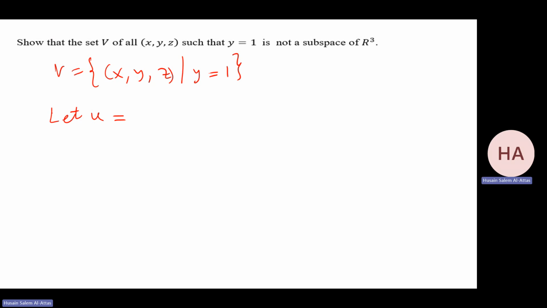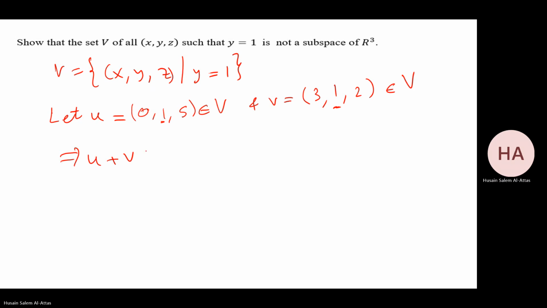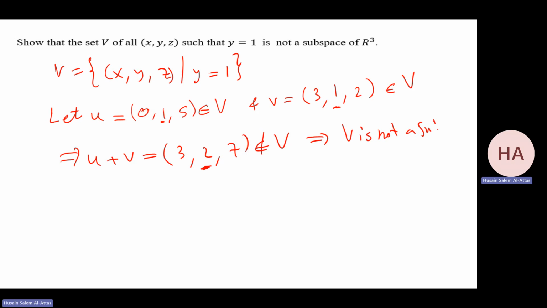So I took U where y is equal to 1. I took anything, 0, 1, 5. Who cares? This belongs to V. Take another vector, 3, 1, 2. This is also in V, since this is 1. It satisfies the condition. Now check U plus V. It will be 3, 2, 7. Now this is not in V, and this is 2. This does not belong to V. So V is not a subspace. This is the way to do it.